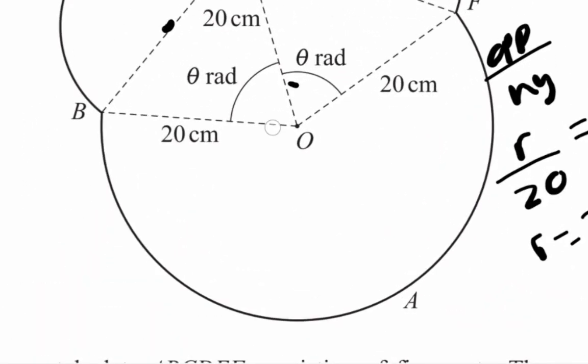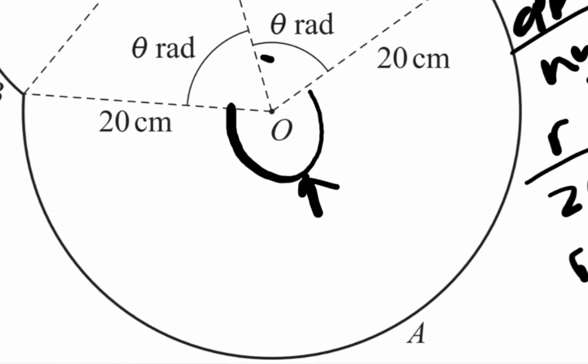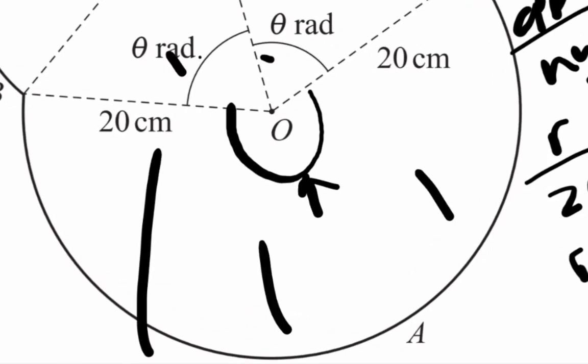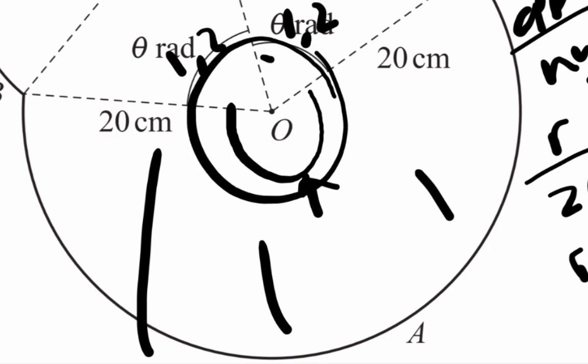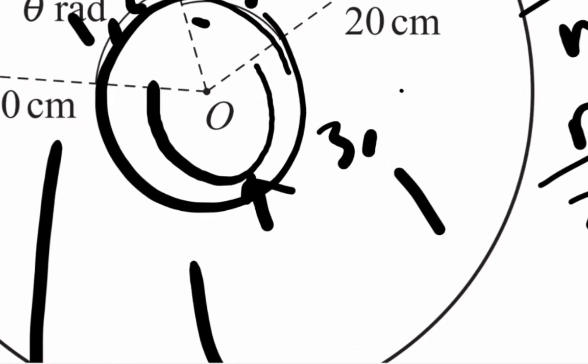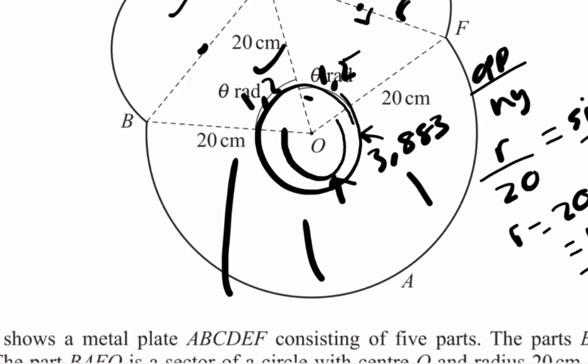For the area of this part, I'm going to need this angle. I know this is 1.2 and 1.2. So I know 360, that's our 2 pi, minus, this is 1.2 plus 1.2, so that's 2.4. It's giving me 3.883. So that's this angle right here, which we're going to use.